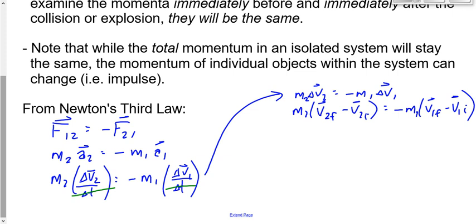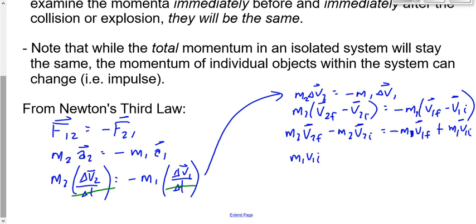Now let's distribute the masses. Do you know what I mean by that? Multiply the masses by everything inside the brackets. I get m2 times v2f minus m2 times v2i equals negative m1 times v1f plus, because negative times a negative is a positive, m1 v1i. Now let's change the order of that around a little bit. If we do, we end up getting this: m1 v1i plus m2 v2i equals m1 v1f plus m2 v2f.